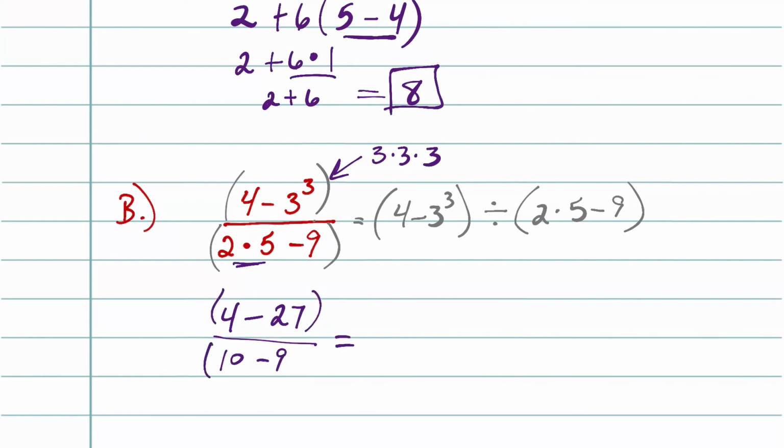We have 2 parentheses still, even though they're not drawn in there. They are grouped by the fraction line. So when I do 4 minus 27, I get a negative 23. You might get negatives with some of these problems. And on the bottom, 10 minus 9 is just 1. Well, anything divided by 1 is just itself, so my answer is negative 23. Please remember things like a negative times a negative is a positive. A negative divided by a negative is a positive.